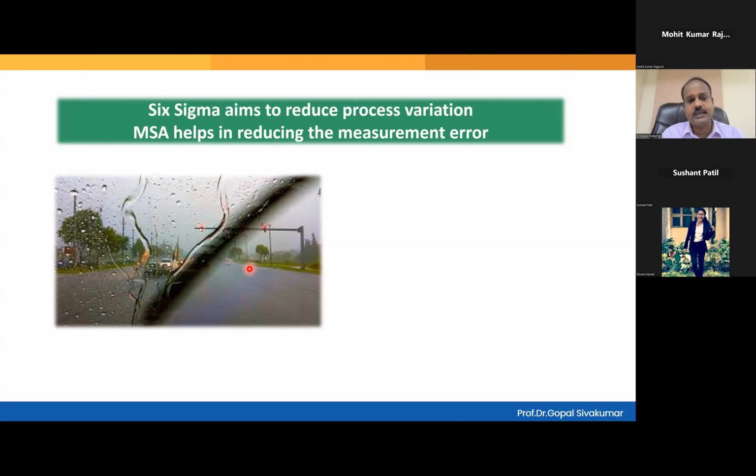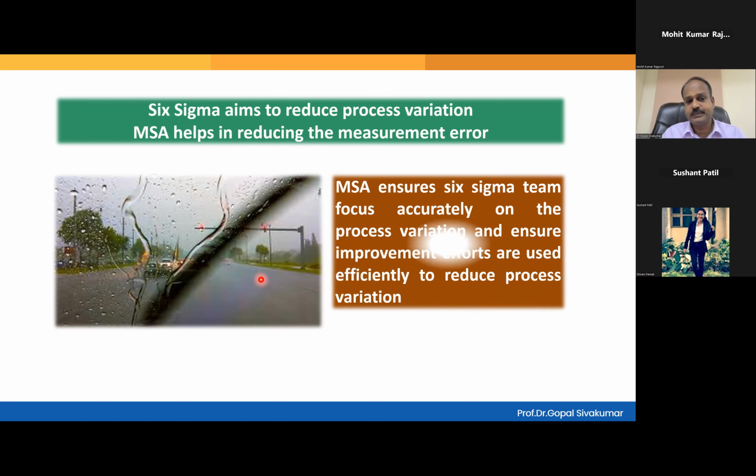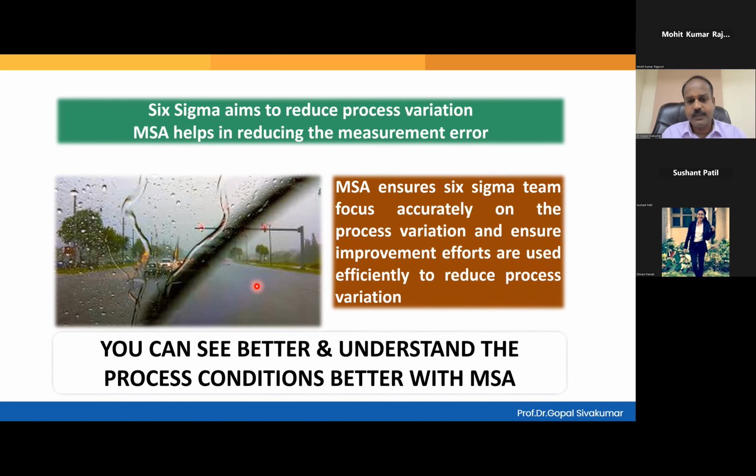In the same manner, you should know the calibration procedure, the calibration frequency, the maintenance procedure and the usage instruction. Everyone who is using the measurement system should know it so that you can produce data like this and not like this. If your data is coming like this and you still use it, it simply means you're closing your eyes and driving your car at 100 kilometers speed. We don't know where you will land, right? Where will you reach? So MSA ensures the data you collect is accurate enough and useful for the project. Hope all of you understand. You can see and understand the process conditions better after MSA.